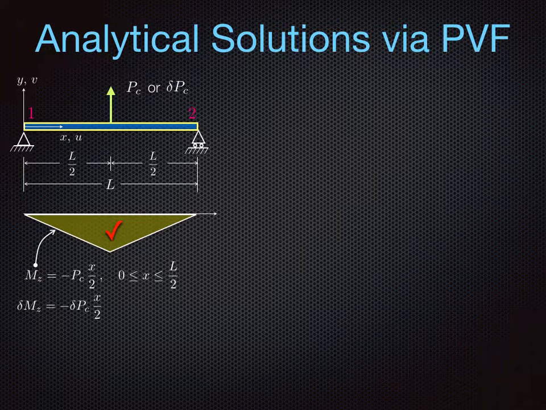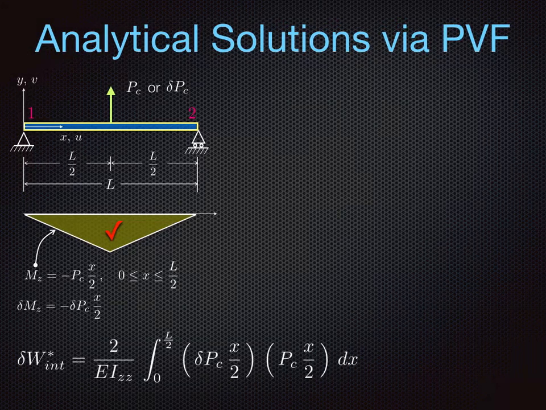And to compute the internal complementary virtual work, we'd simply have to evaluate the integral. We can evaluate the integral by splitting it into two parts, and because the integral is symmetric about the midpoint, we can simply carry out an integral of del P_C times x over 2 with P_C times x over 2 from 0 to L over 2, and multiplying that result by 2, and of course normalizing that by the flexural stiffness of the member. And the integral then simply becomes del P_C times L cubed over 48 EI.